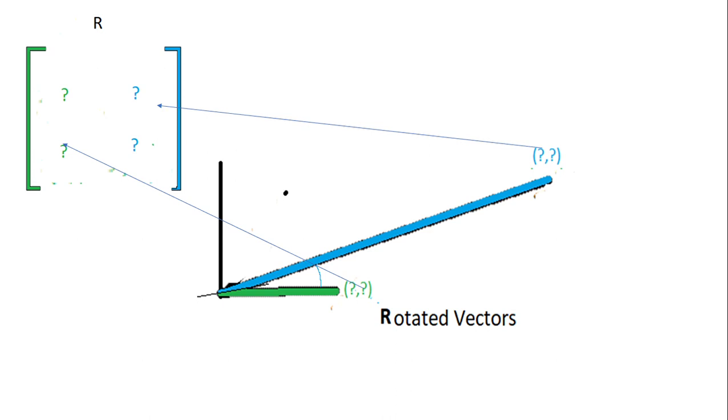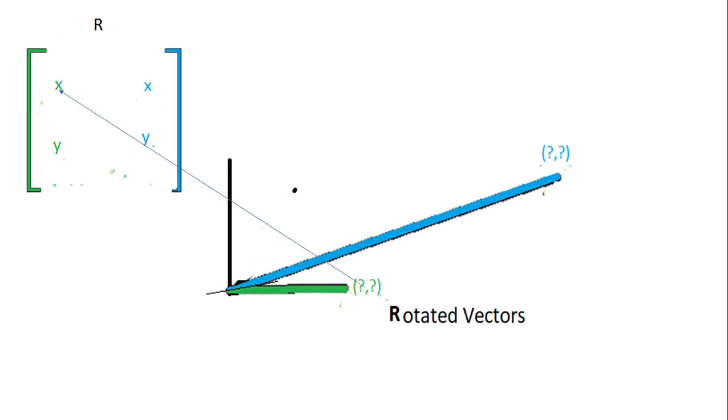In this video, I'm basically going to show how the values of the R matrix are calculated. In particular, I'm going to show how the x value of the rotated green line is calculated, the y value of the rotated green line is calculated, the x value of the rotated blue line is calculated, and how the y value of the rotated blue line is calculated.